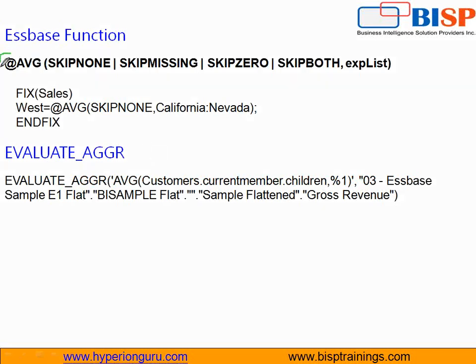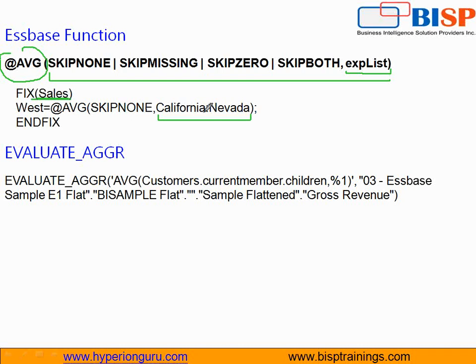I'm going to use the average function in this case, which takes these arguments. So this is the signature of my average function. The first argument is where you can define skip: none, missing, zero, or both, and then an expression list. Again, the example I have chosen is very simple. I'd like to find out the average of sales for all the members California to Nevada.